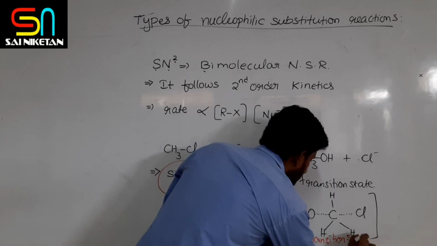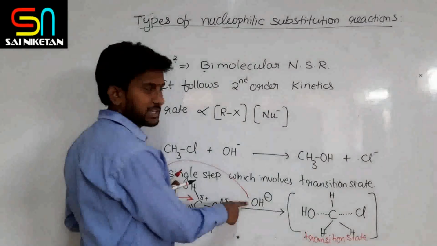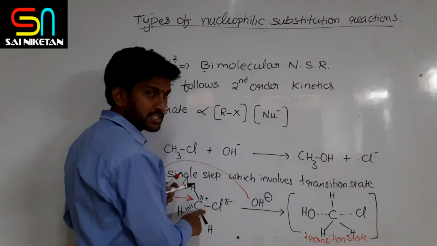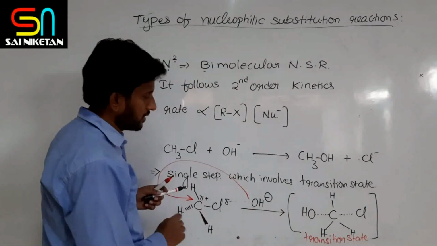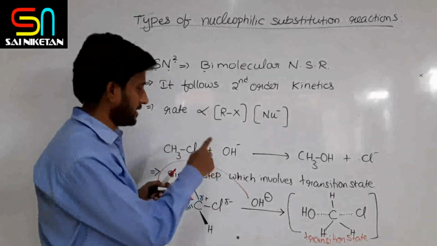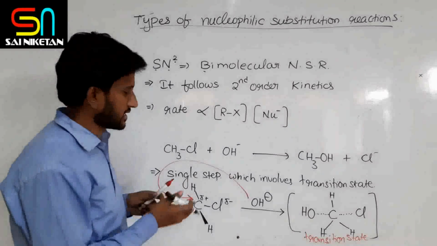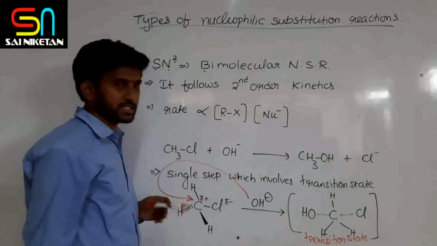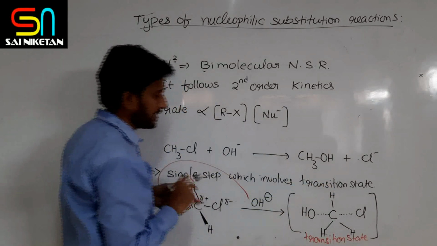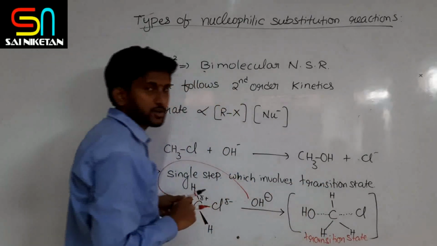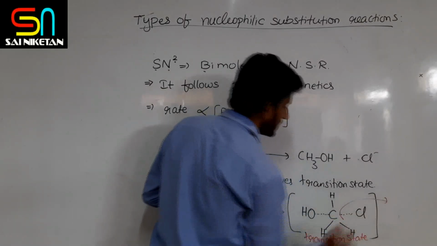Transition state, where a new bond is formed with the new nucleophile OH minus ion, and the old, already existing bond is cleaved with the Cl. That is, the C-Cl bond is cleaving. So it is like a transition state that is formed. The transition state, as you know, is an unstable state. Immediately that molecule, what is happening? The bond between C and O becomes stronger, and the Cl is eliminated.